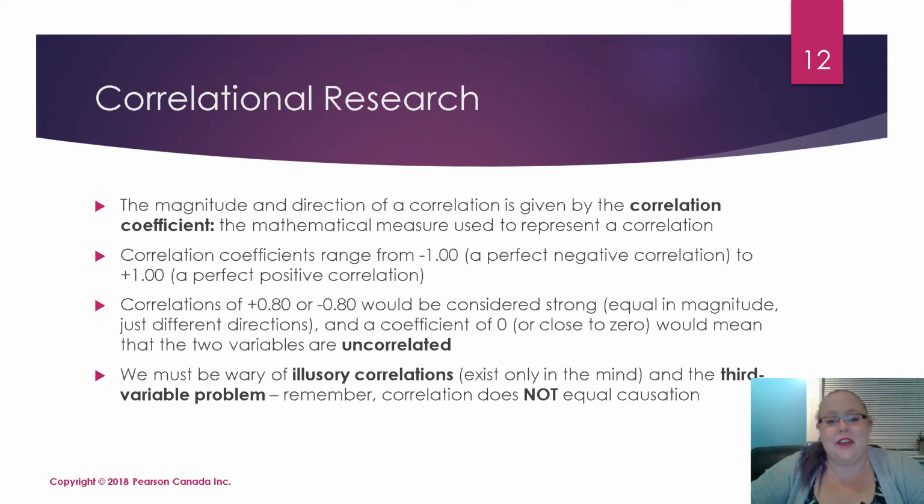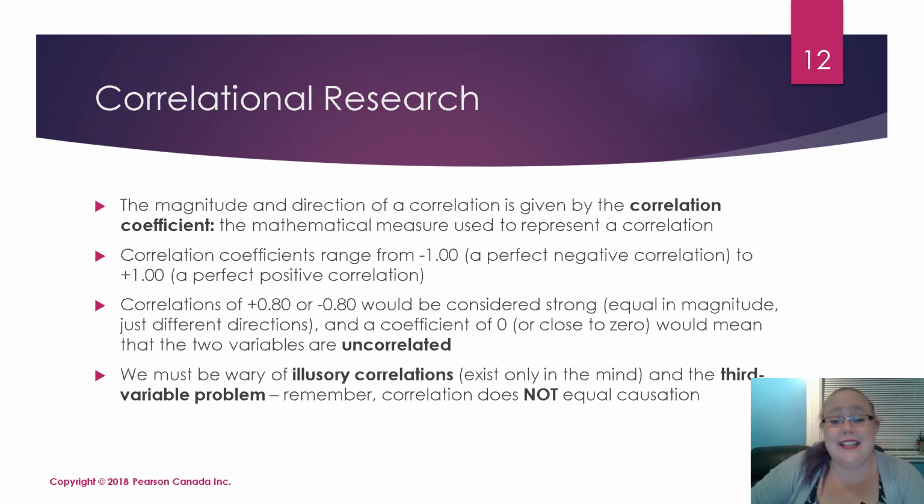The opposite end of that would be +1, which would be a perfect positive correlation. And again, basically 100% relationship. As one goes up, the other goes up by the exact same amount every time. Do you think that's likely to happen in real life very often? Probably not, right? So we very rarely, if ever, see a perfect correlation. If we see a correlation of something like positive 0.8 or negative 0.8, they would be considered strong. Those are both, it's important to note, of equal strength. They're equal in magnitude, just in different directions.